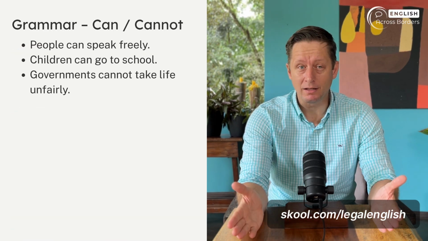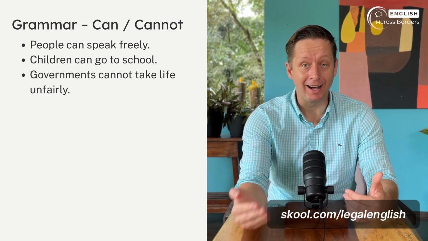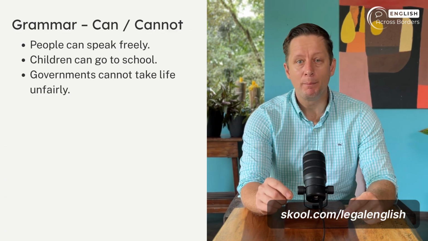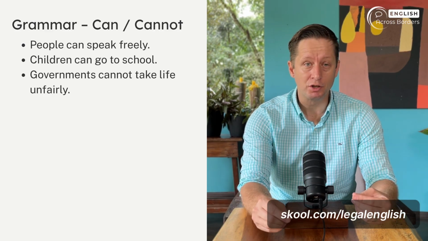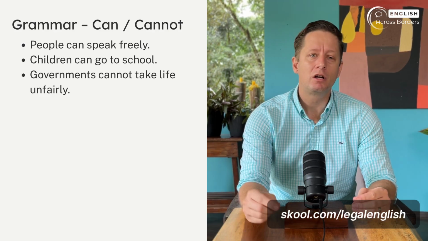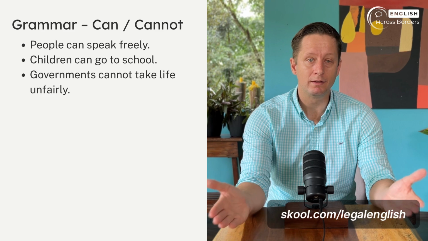We use can to talk about rights and abilities, and cannot to talk about restrictions. For example, people can speak freely, freedom of speech. Children can go to school, right to education. Governments cannot take life unfairly, right to life.